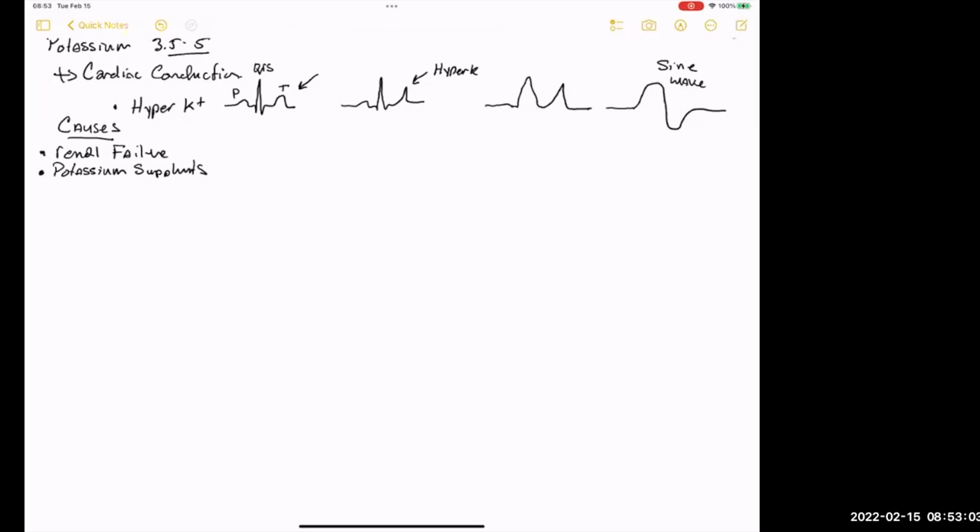What are some other causes? What about the use of ACE inhibitors? ACE inhibitors, and there are categories of diuretics called potassium sparing diuretics. These are diuretics that actually prevent us from losing potassium. So if you have someone who's not peeing a whole lot and they're getting a potassium sparing diuretic, or possibly an ACE inhibitor, it is possible that that can precipitate hyperkalemia.